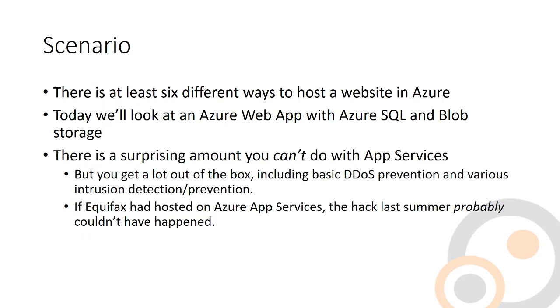All right. So, last time I counted, there's 6 different ways to host a website in Azure. I think most people use web apps or app services or whatever they call it this week. So that's what we're going to look at today. We're going to use Azure SQL and some blob storage. I do use Cosmos DB a lot because I like it and it's fantastic. But if you are in a high security environment, a high compliance environment, Azure SQL is definitely the tool to use. It has got a really vast array of security and compliance features that you can tap into.